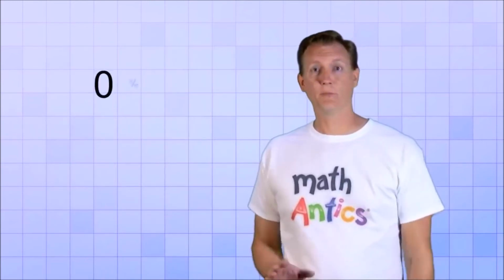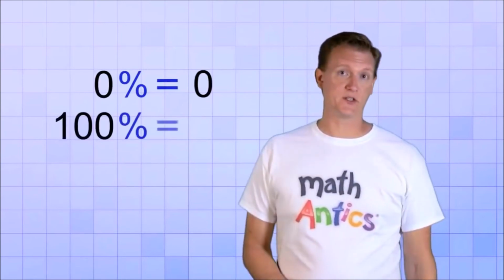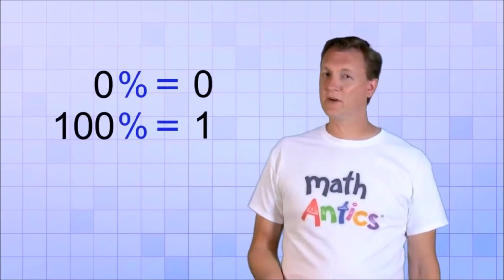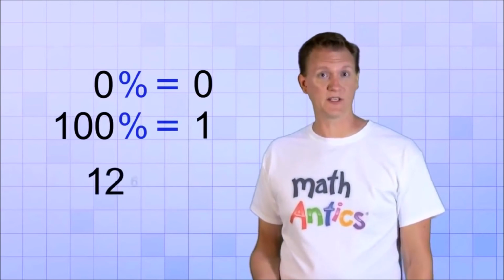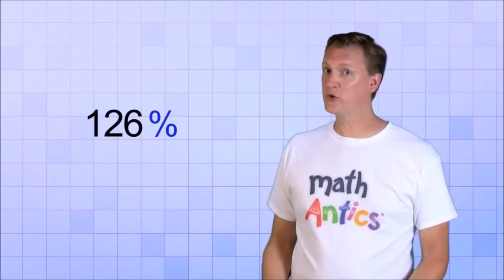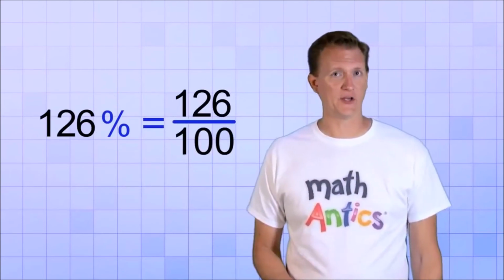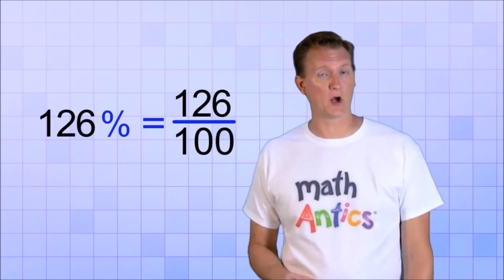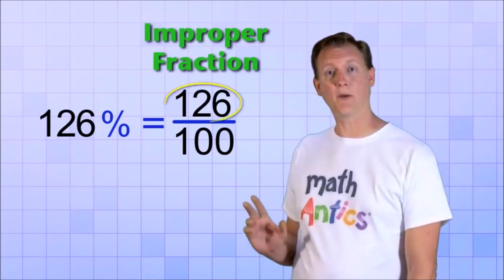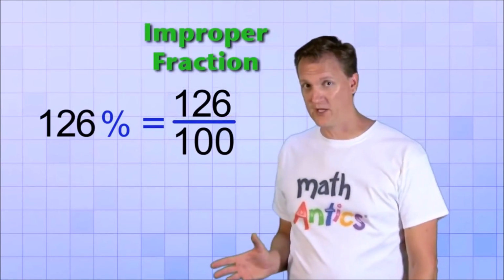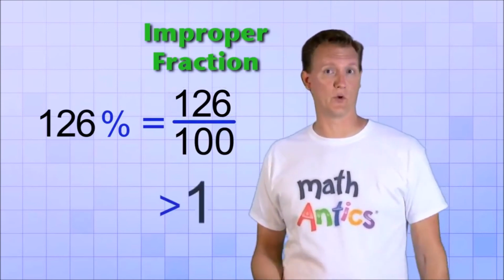Okay then, 0% is just 0, and 100% is just 1, but what about numbers bigger than 100? Can you have 126%? Yep, it works exactly the same way. 126% just means 126 over 100. And you know from the fractions videos, that's what we call an improper fraction. The top number is bigger than the bottom number, so the fraction's value will be greater than 1.